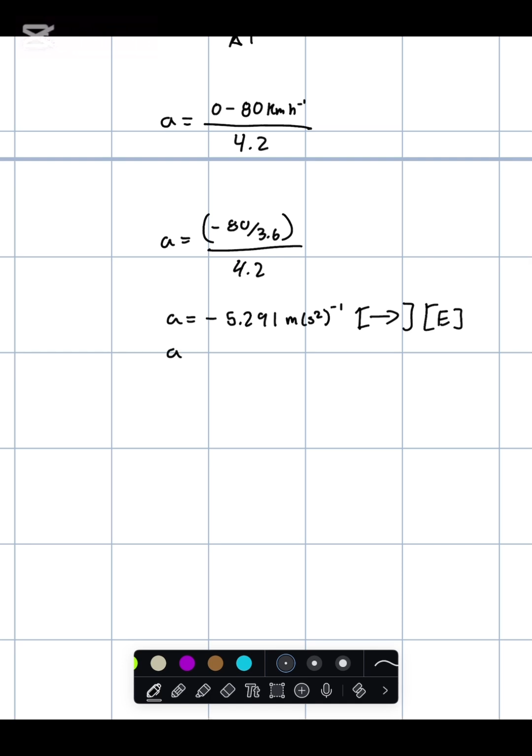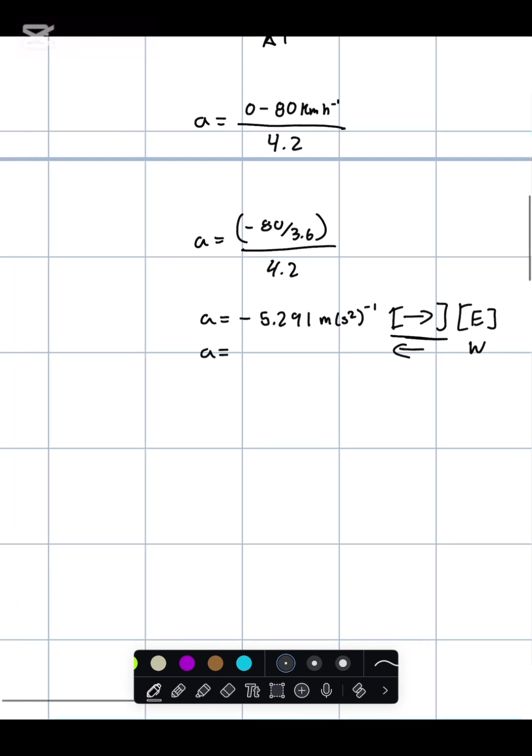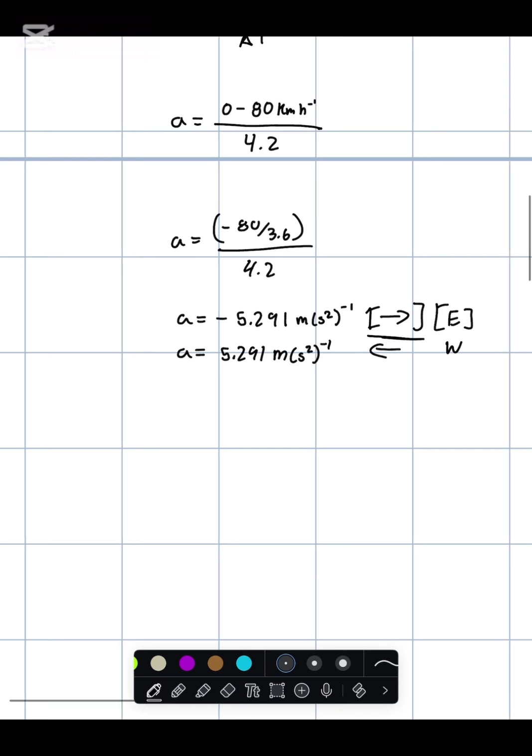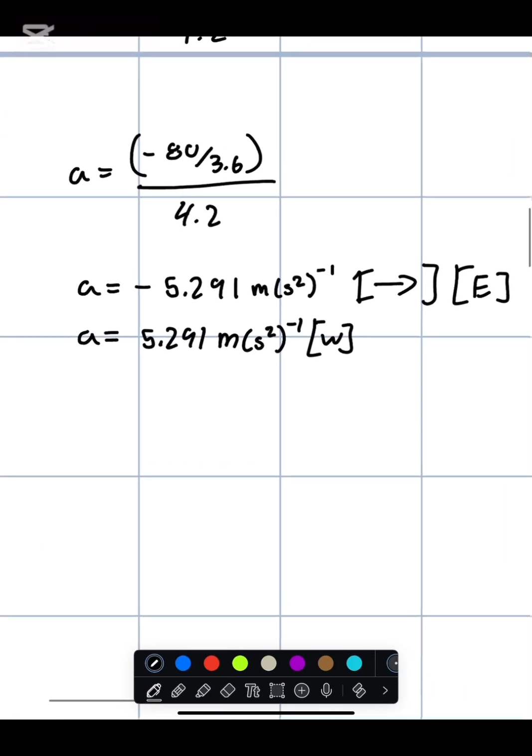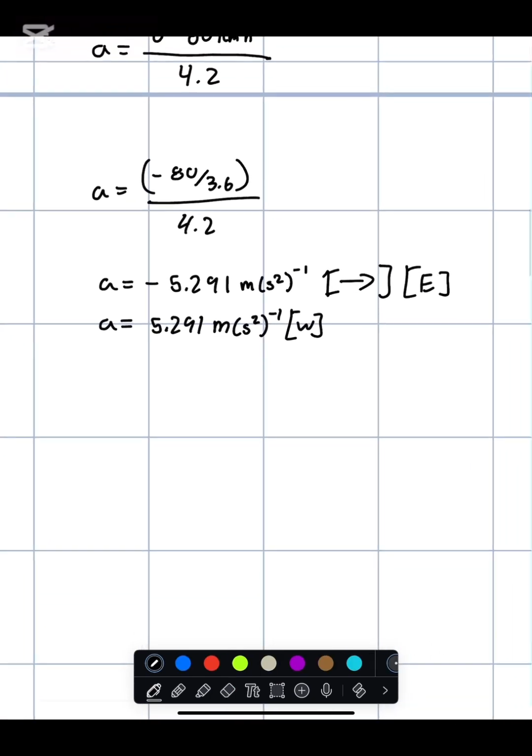You're right. We can write it in a positive format by changing this direction to the other way, or making this east turn into west, because that is the opposite of east. So we can do 5.291 meters per second squared west. So once we make it west, it will no longer be a negative, and it will just be positive west.